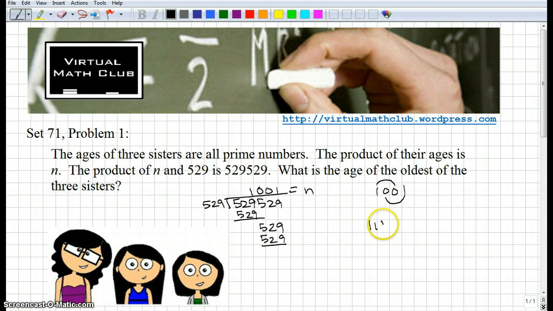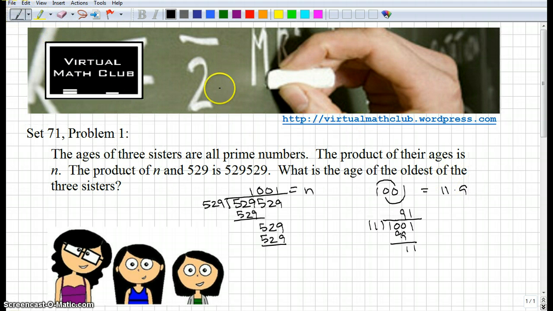So let's divide by 11, because I know it's divisible by 11. So if I take 9 times 11, I get 99. Drop a 1, and that goes in once. So 1001 is 11 times 99. Or sorry, not 99, 91.